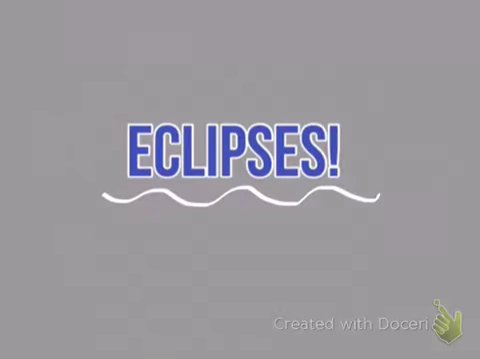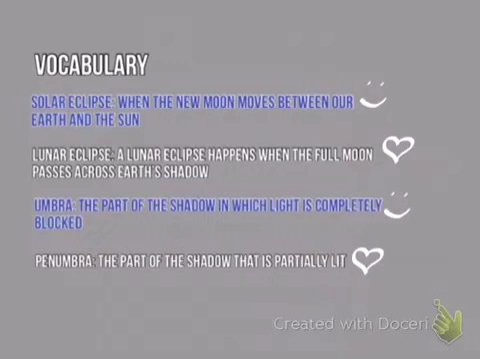Now that you seem to have the phases of the moon down, let's talk about eclipses. Let's start with some vocabulary. Solar eclipse: when the new moon moves between our Earth and the sun. Lunar eclipse: a lunar eclipse happens when the full moon passes across Earth's shadow. An umbra is the part of the shadow in which light is completely blocked. The penumbra is the part of the shadow that is partially lit.